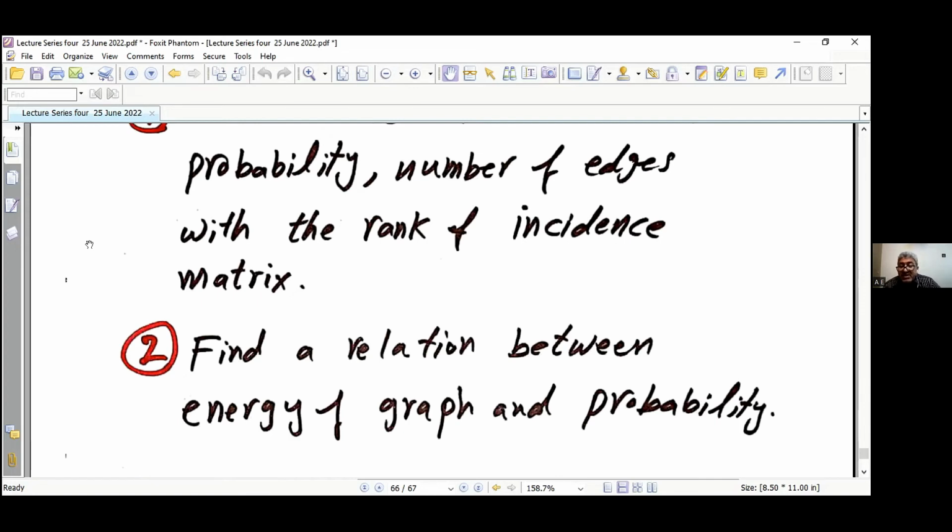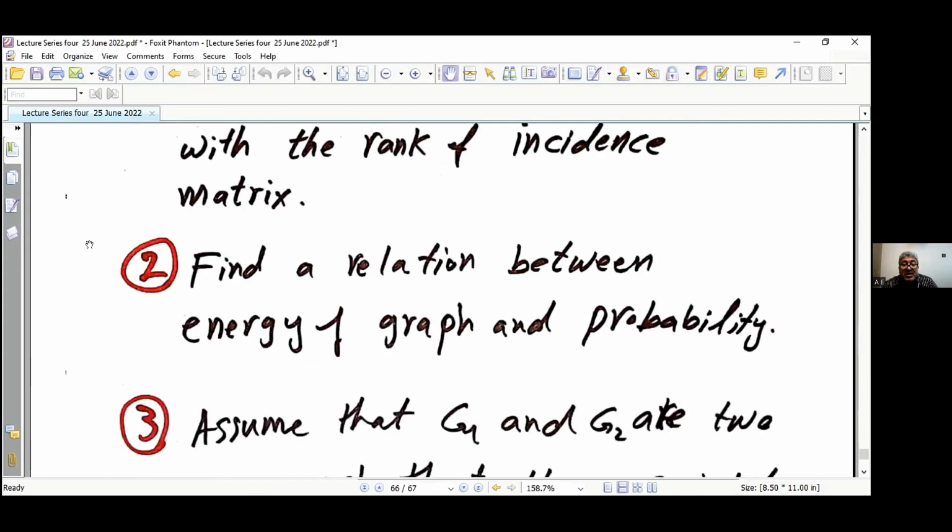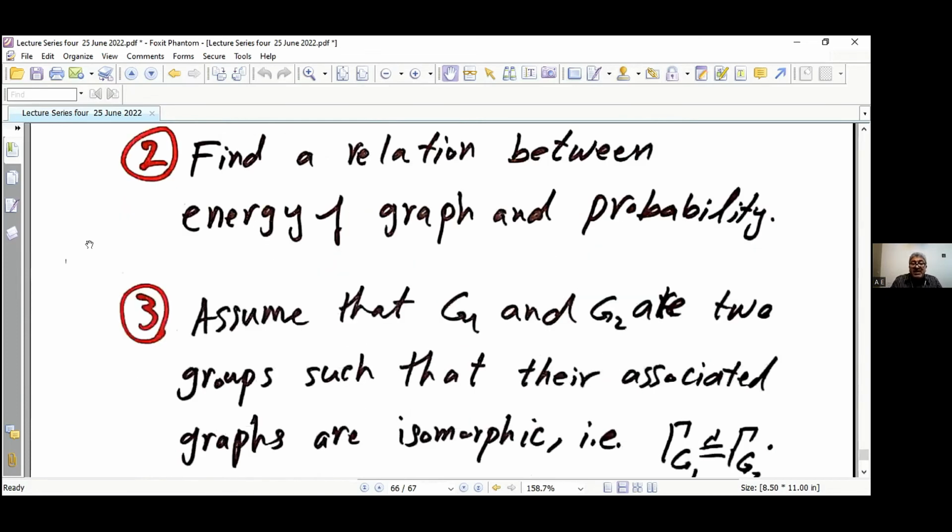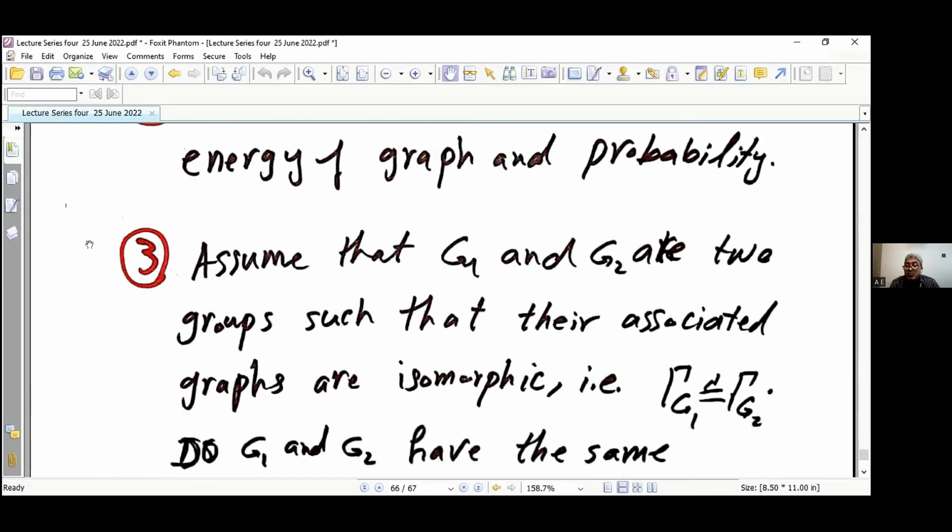Depends on the eigenvalues. And the third question is that suppose that we have two graphs, G1 and G2, right? Now, if we have two groups, G1 and G2, and if we have an isomorphism between two associated graphs, for example, you may consider non-commuting graph, co-prime graph, non-co-prime graph. So we have an isomorphism between two graphs associated to groups G1 and G2.